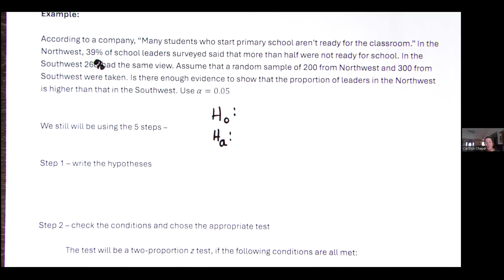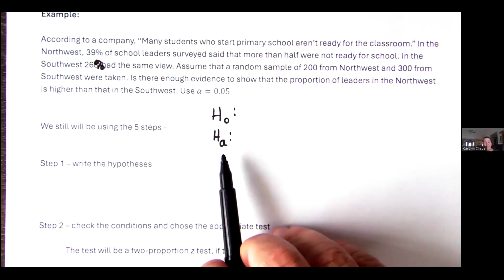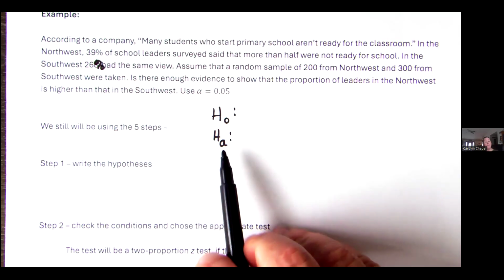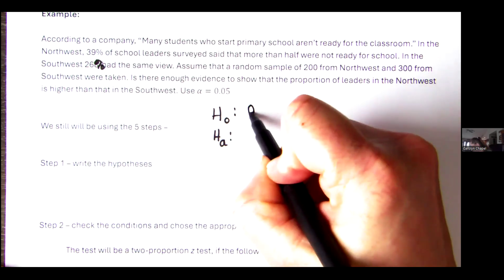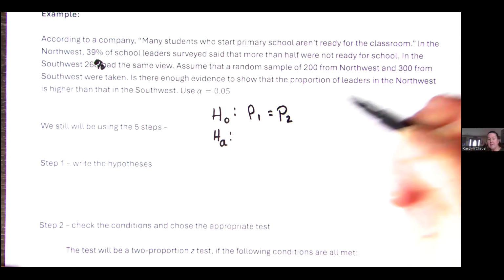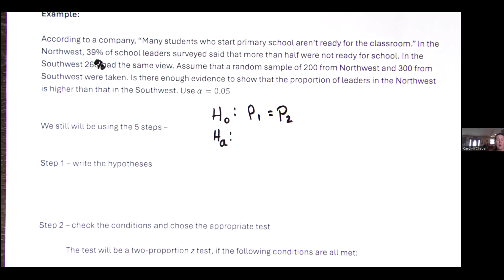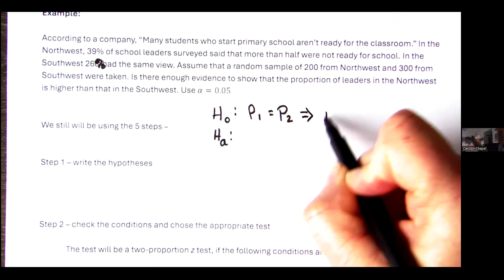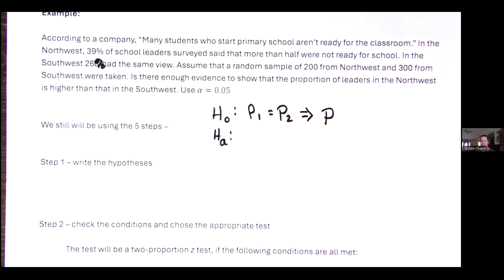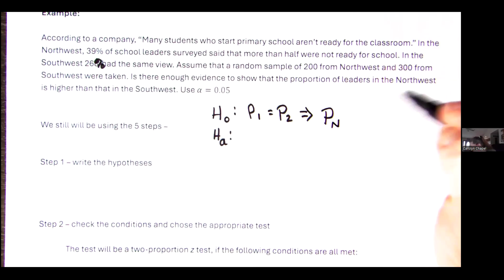And again, I want to remind you that if you pick up a different textbook, the alternative might use a capital A, it might use the number 1. But here we are looking at 2 proportions. We're looking at the Northwest and the Southwest. So in other words, we're going to start with our proportions being equal to each other. Most textbooks will start with a P1 equal to P2. However, I like to use subscripts that make sense to me in the problem. So I might use an N and an S instead. So the proportion in the Northwest is equal to the proportion in the Southwest.